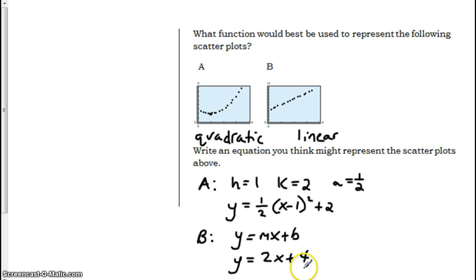Alright, now we're going to look into problems that you're going to be using in regression, and we're going to be looking at the graph. The first part is just to make sure you understand that this looks like a quadratic and this looks like a linear, so anytime you see your scatter plot.